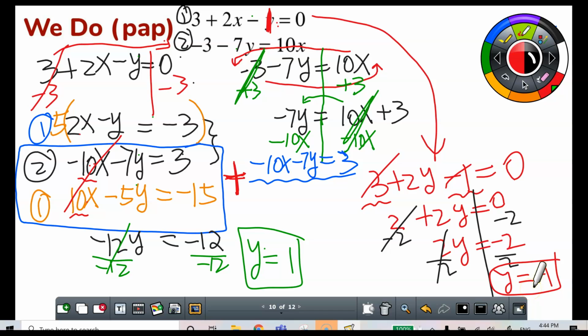And I have a mistake here. It is 2x. Yeah, x. So x equals -1. Okay.